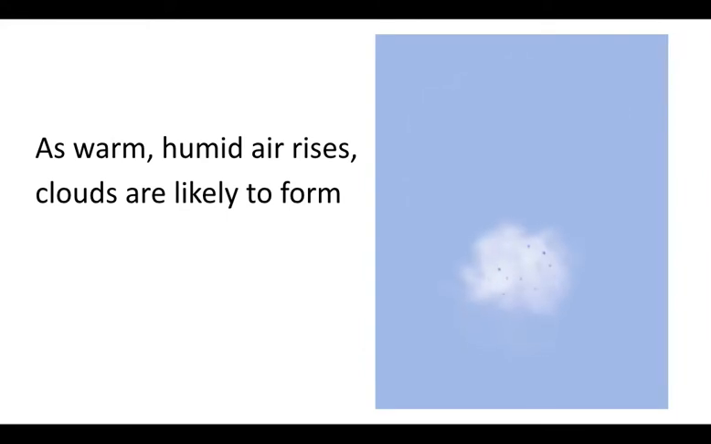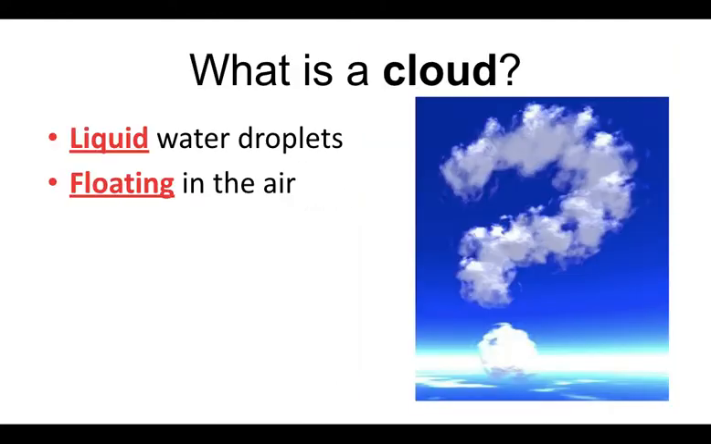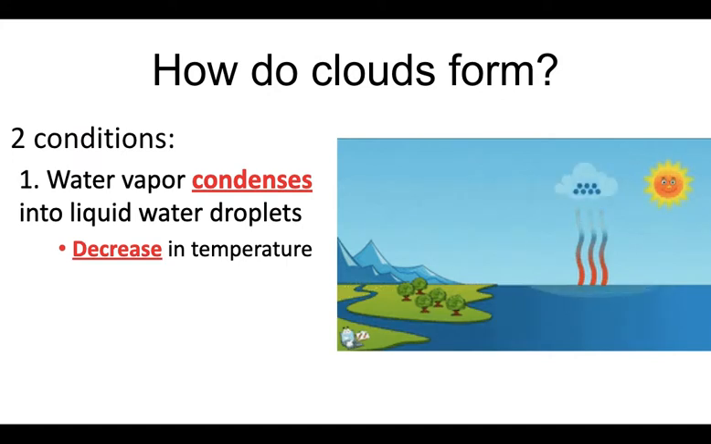As this warm, humid air starts to rise, clouds are likely to form. So what is a cloud? A cloud is simply liquid water droplets that are floating in the air. How do they form? Well, in order for clouds to form, we need two conditions. First of all, water vapor needs to condense into liquid water droplets.